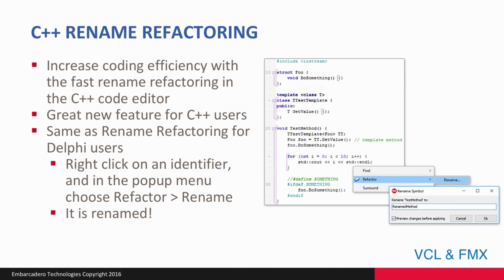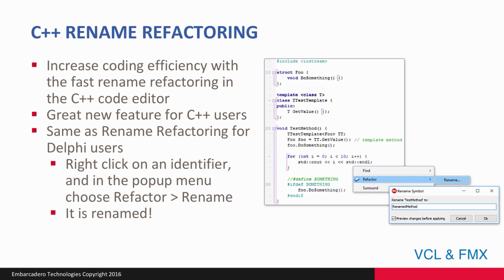The next item is C++ rename refactoring. This is one I'm very excited about. As you know, C++ occasionally lags behind Delphi in a few ways, and this is something that we're very keen to see change. And introducing rename refactoring is one part towards getting the C++ toolchain level up to Delphi's level. So C++ has no refactorings at all at the moment, and so we're adding our first, which is rename refactoring. This is exactly the same as the rename refactoring for Delphi. It's pretty simple. You right-click on an identifier, in the pop-up menu choose Refactor Rename, and it is renamed.